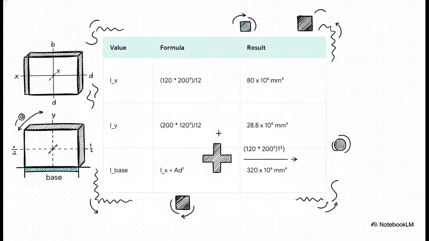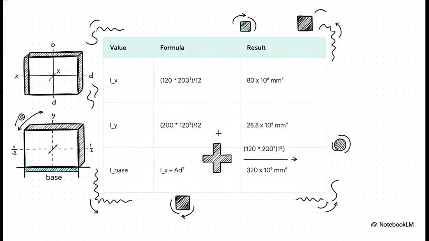First up, Ix. The standard formula is BD cubed over 12. We plug in our assumed dimensions, 120 times 200 cubed, all divided by 12, and we get a calculated result of 80 million millimeters to the fourth. Next, for Iy, the formula just swaps B and D, so it's DB cubed over 12. That gives us a much smaller calculated value of 28.8 million millimeters to the fourth.